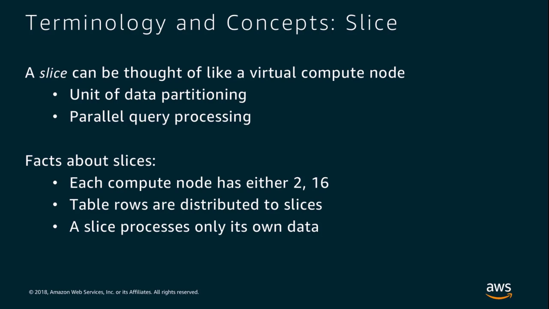The next important concept to introduce you to is what we call slices. Slices, you can kind of think of them like virtual compute nodes. It's how we get the parallelism within each one of our compute nodes. So for example, in that previous example where we had 3 compute nodes, those nodes would be comprised of either 2 or 16 slices, depending on the size of the instance. Each one of those slices is really what runs everything in parallel, and the data is distributed per slice.